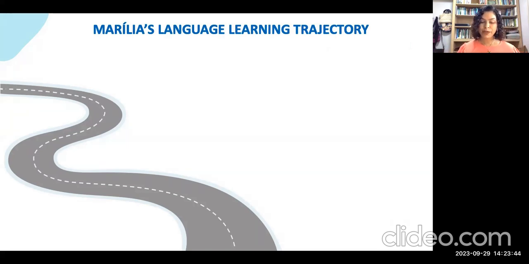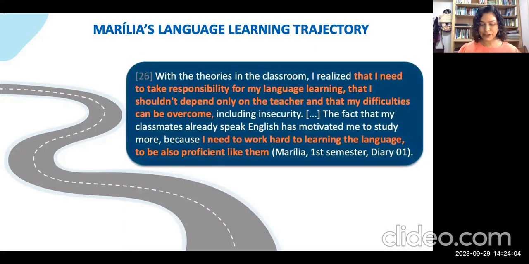So I also have to mention that in the first semester in college here, students take a course called Learning to Learn Foreign Languages that focuses on learner autonomy. So Marília, in her first semester, makes this reflection in her first diary. She mentions, with the theories in the classroom, I realized that I need to take responsibility for my language learning, that I shouldn't depend only on the teacher, and that my difficulty can be overcome, including insecurity.